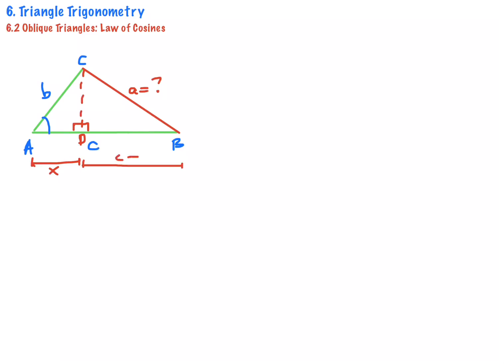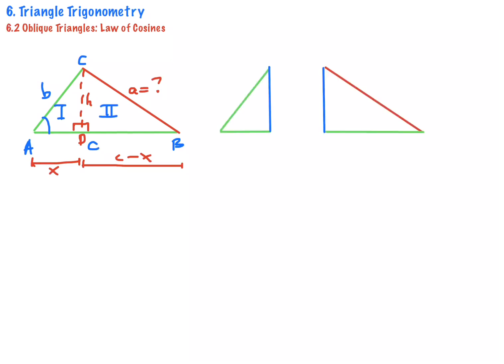C minus X. So X is something that we don't know also, but we just put it as a variable X, okay, but C we already know. Now let's put another variable which we also don't know. So let's put C to D as H. If we put it correctly, then we can see that there are 2 triangles formed by this altitude line, ADC and CDB. I'll put it as the first triangle and second triangle.